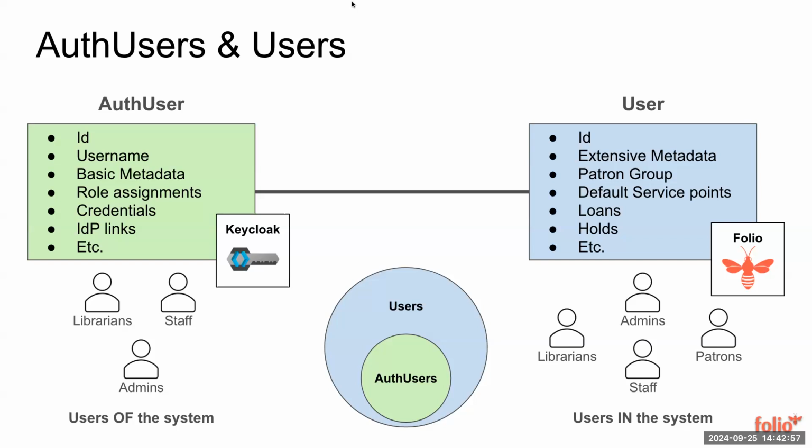And so if it wasn't clear, these two records are associated with one another. And this little mini Venn diagram here indicates that auth users are a subset of users, right? So not every user in the system needs to log in and use it. That's fine. But those that do need to, they get an auth user record.